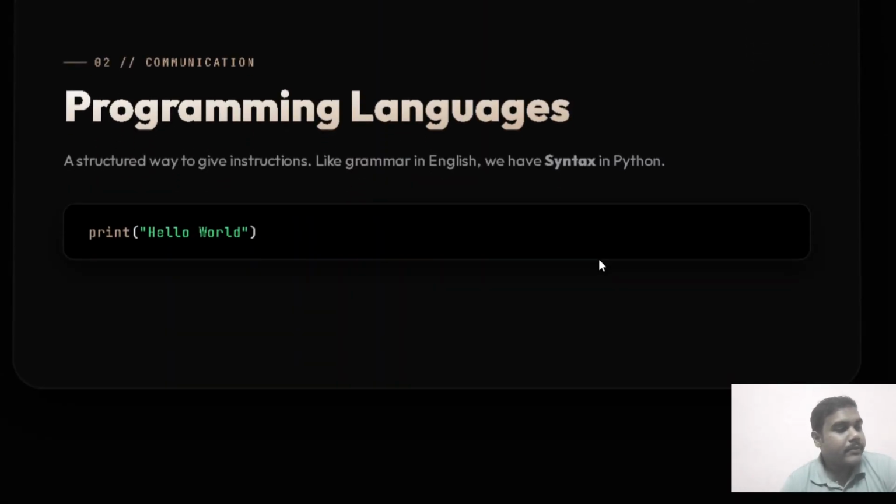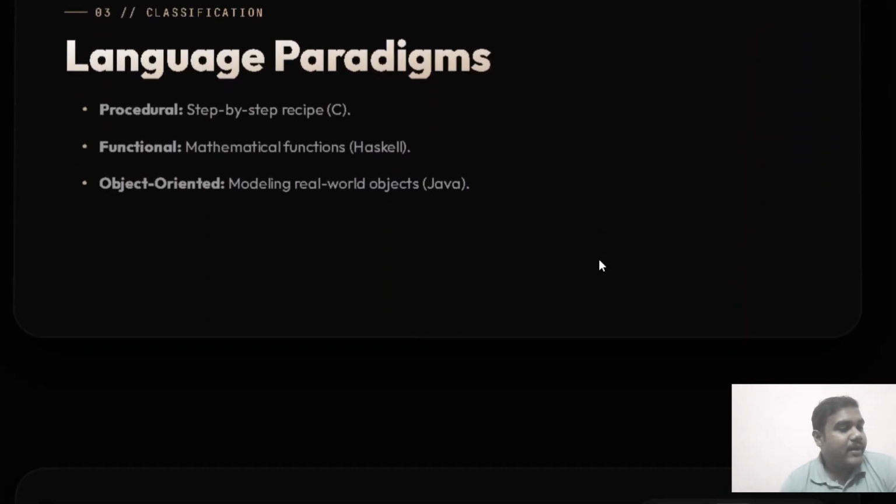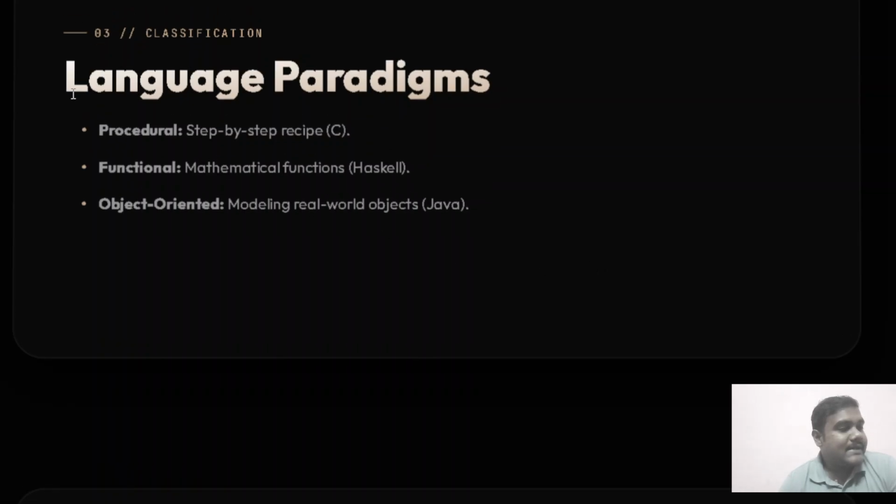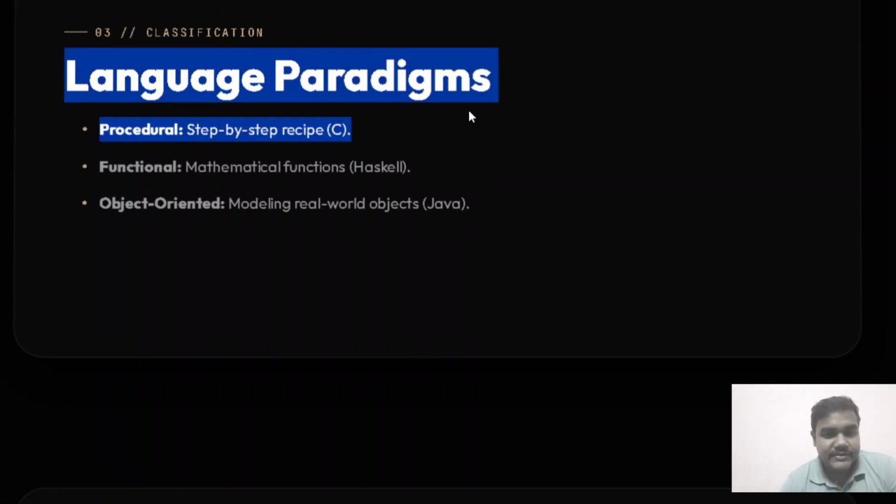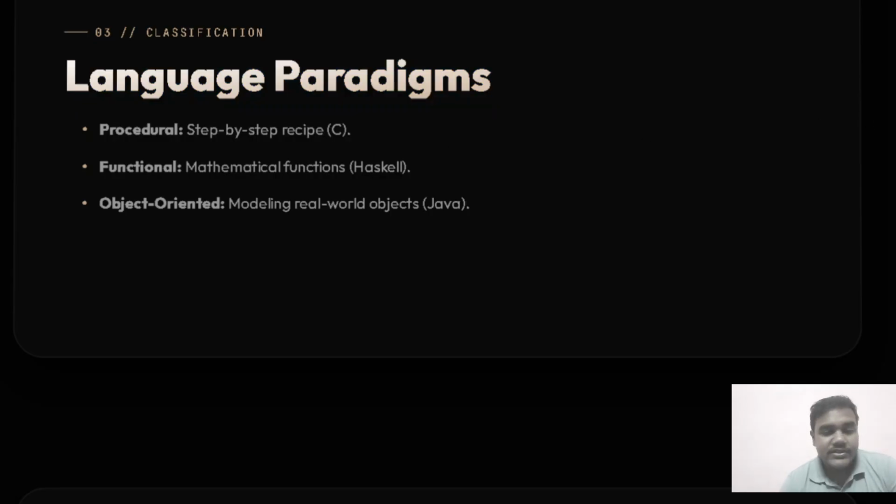Okay, now if I move forward, there are some language paradigms. Okay, there is procedural, there is functional, and obviously there is object oriented. Now what is procedural language? It is written step by step.